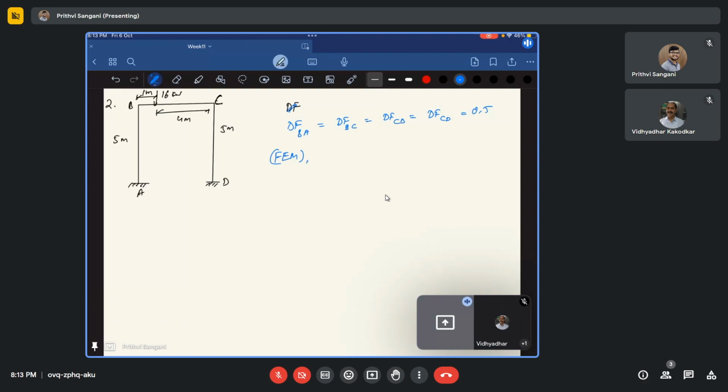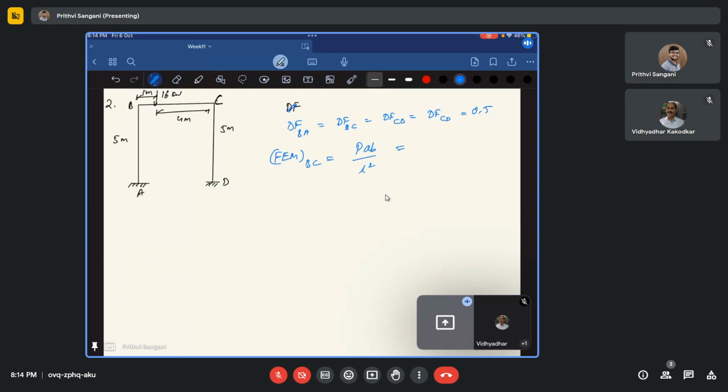So the fixed end moment in BC is PL by 8, minus PL by 8, minus 16 times 5 by 8, so minus 10 kilonewton meter. Am I right? No, sorry, I can't take PL by 8. PL by 8 is only when we have a load which is acting at the midspan. If it is not at the midspan, it is PAB square by L square, right?